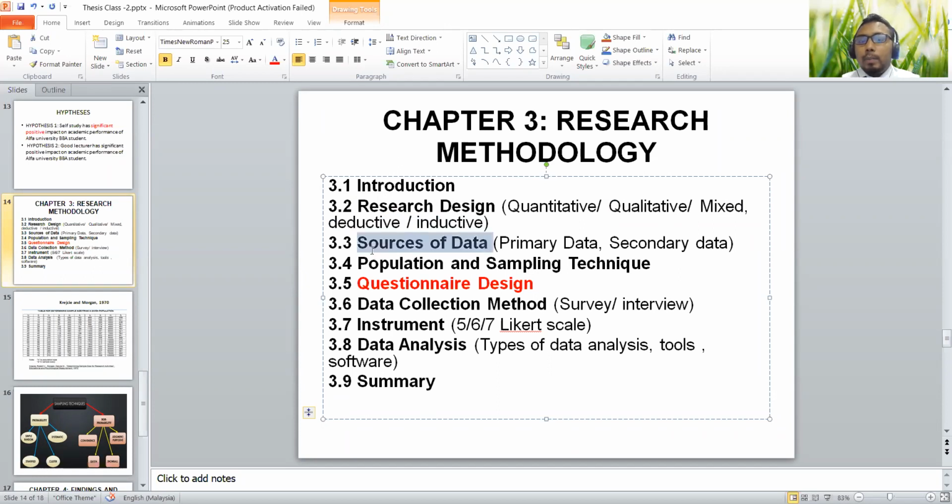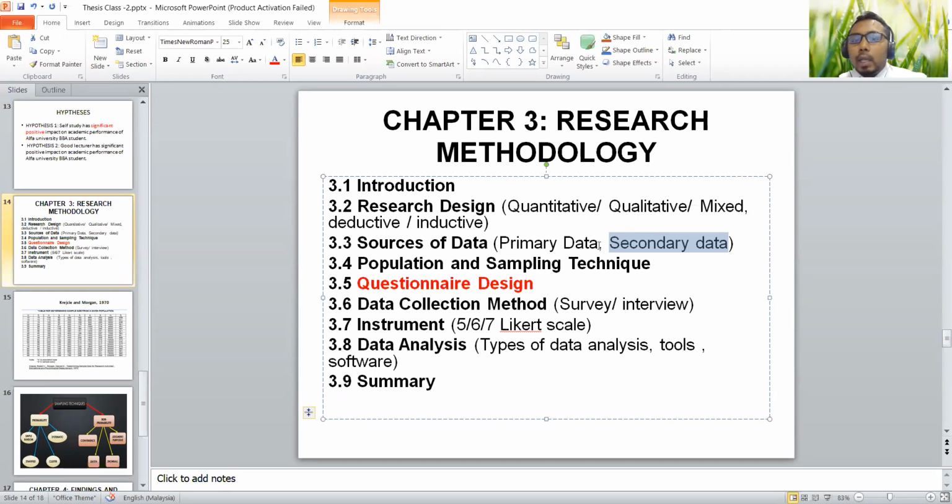Source of data is primary data and secondary data. There are two types of data, primary or secondary. Secondary data means newspaper articles, Google Scholar articles, other people's work, and financial data from the bank. Those are already available online. That is called secondary data. And if that information is not available, we have to collect it.